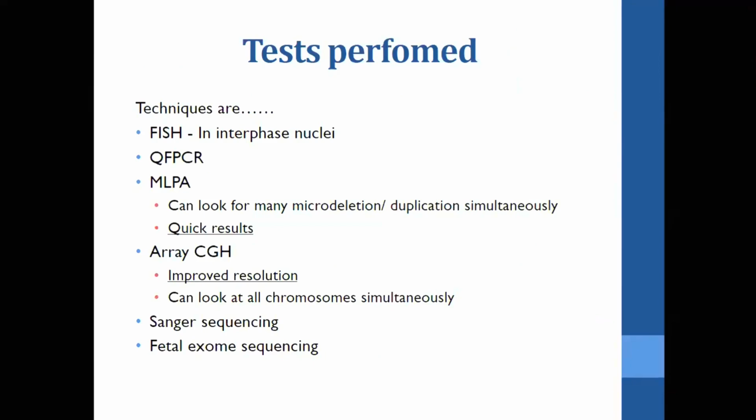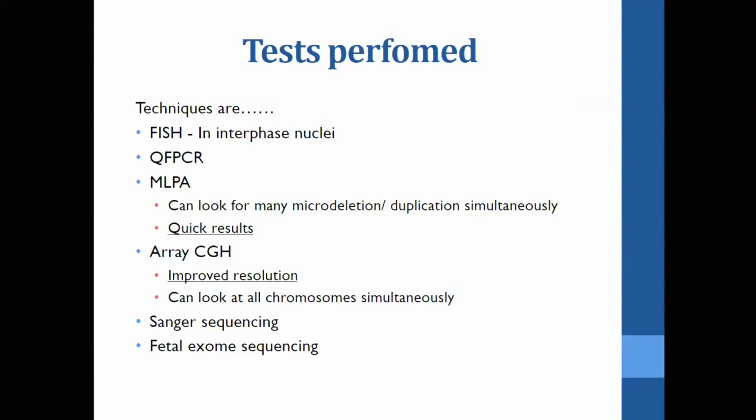The tests that can be performed using either amniotic fluid or chorionic villus sampling include FISH. FISH is done in interphase nuclei. QFPCR is a DNA-based test to look for rapid aneuploidies, and MLPA can also look for aneuploidy. It can also look for microdeletions and duplications. The reporting time for both these tests is around 2 to 3 days.